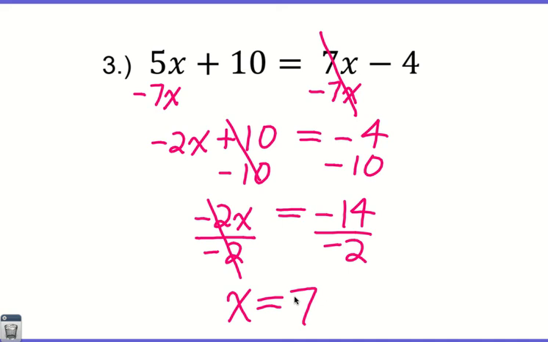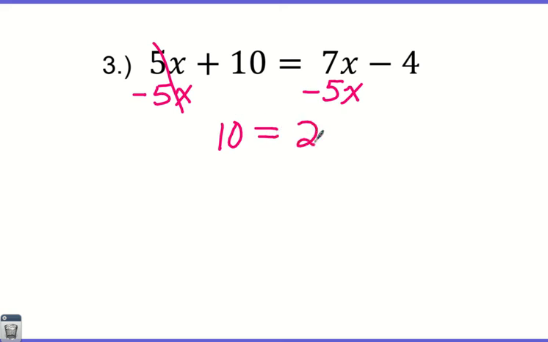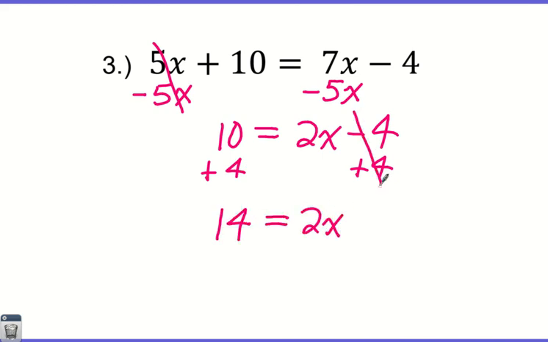But if you were going to do it the other way, you say, hey, 5x is smaller than 7x. So I'm going to subtract that. So that way I end up with a positive 2x, and then when you go from there, you end up dividing both sides, and you still, of course, get a final answer of 7.